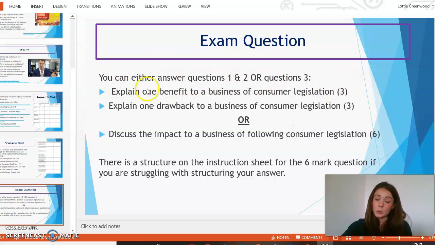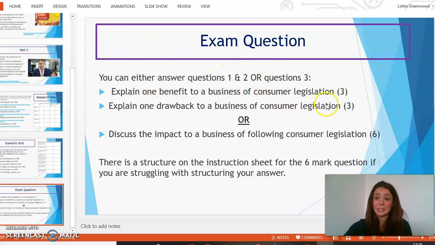We're going to go through just one question here, just so that you have an idea how to answer it. So: explain one benefit to a business of consumer legislation. Explain one benefit means that you're only looking at the benefit, you don't need to talk about the drawback. And explain means you must say this is because. Some of us aren't writing this is because and explaining the benefit or the drawback, and you're just going straight into your analysis, so this means that, this leads to. You need to make sure you are explaining it, okay? So you might lose a mark just because you haven't said this is because and explained why that's a benefit.